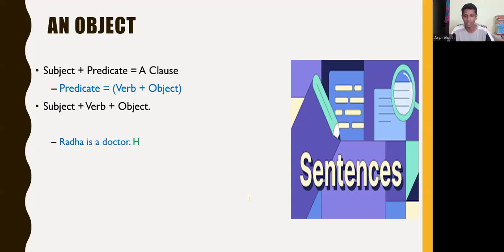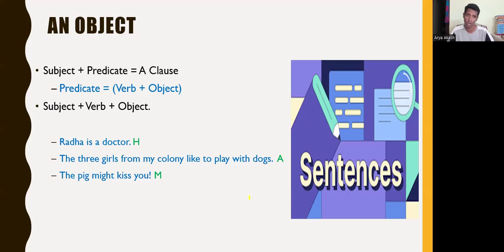Let's look at some examples now. Radha is a doctor. Same example. Radha is the subject. Is is the verb. A doctor is the object. Three girls from my colony like to play with the dogs. Three girls from my colony is the subject. The verb is like. To play with the dogs is the object. The pig might kiss you. The pig is the subject. Who is going to kiss you? The pig, subject. Might is the verb. Kiss you is the object.